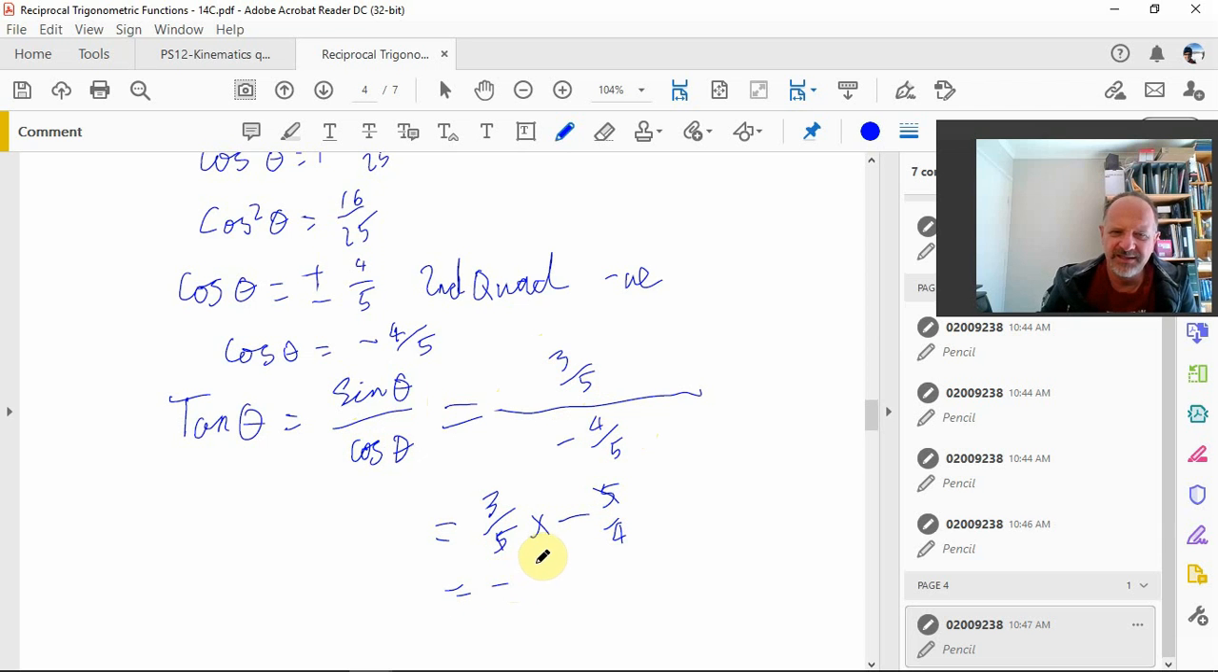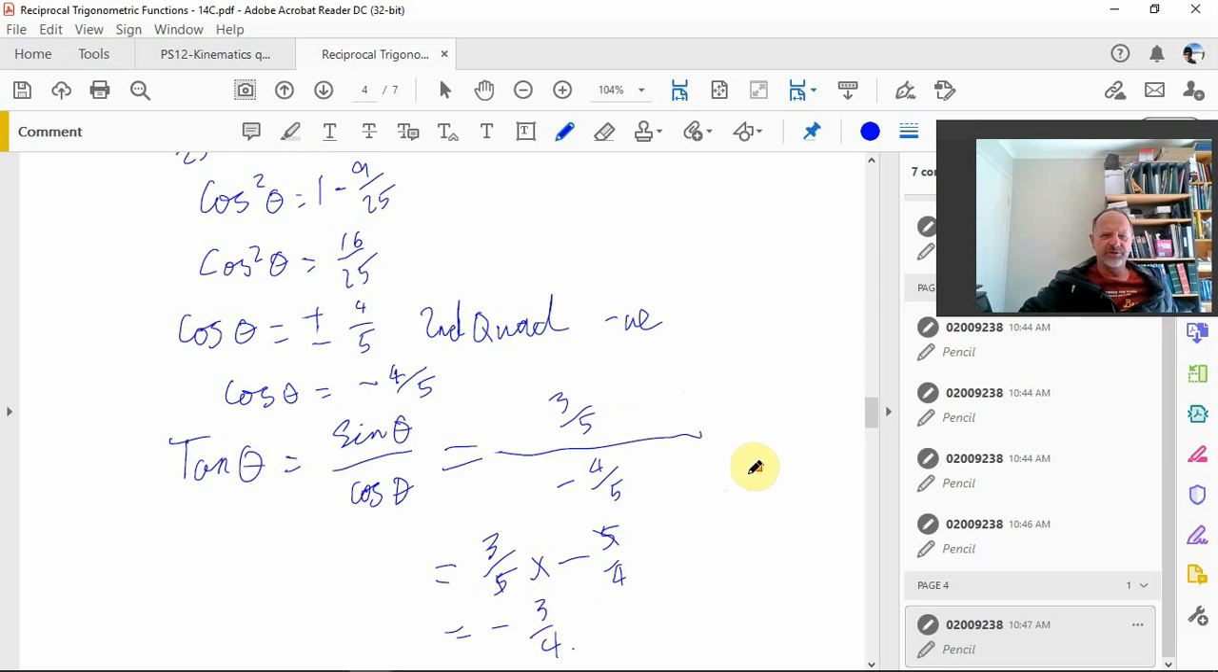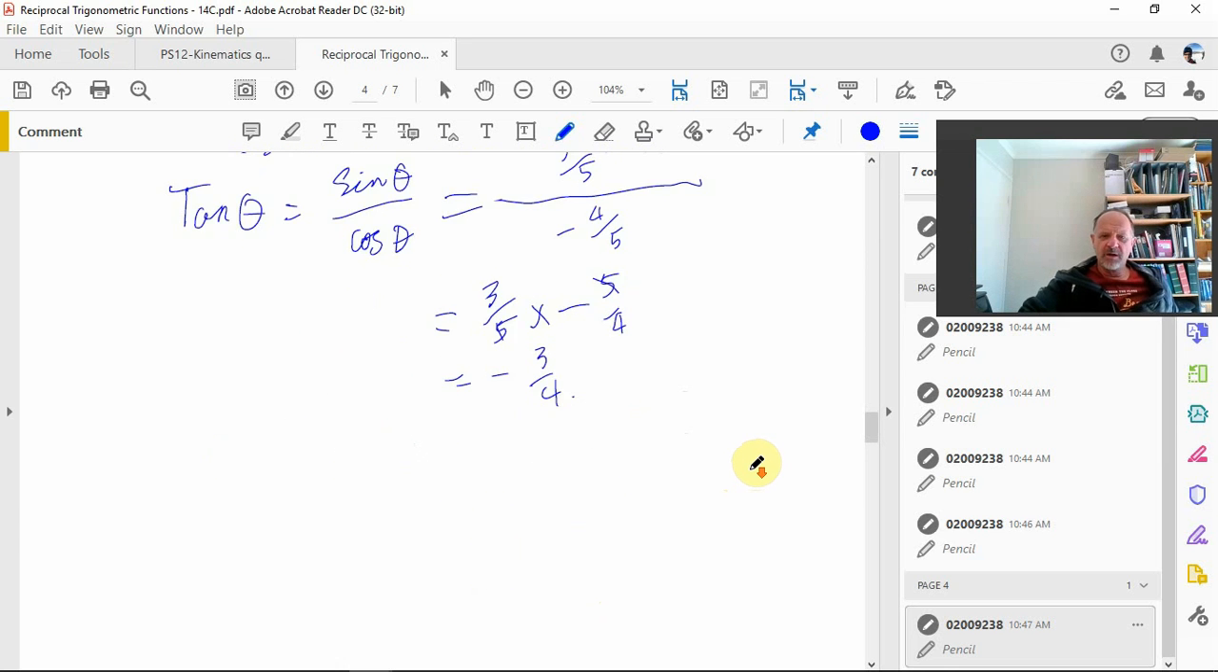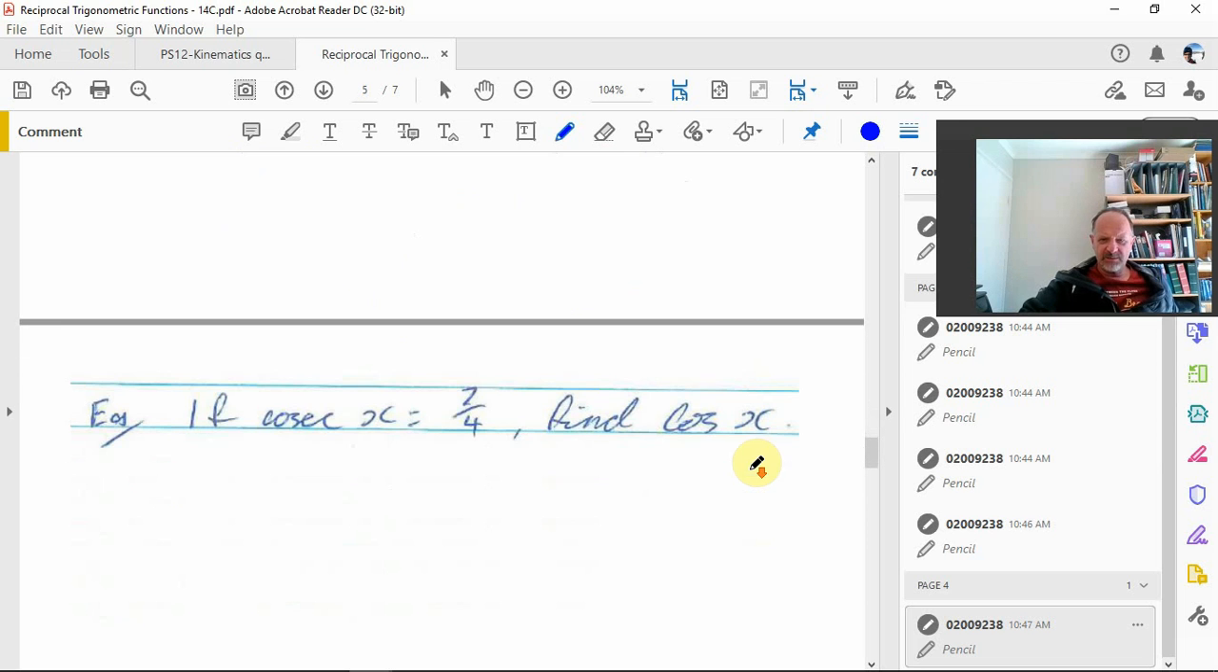And so the tan value is -3/4. So there's how we would use the Pythagorean to assist us there. Next one, cosec x is 7/4. Find cos x.